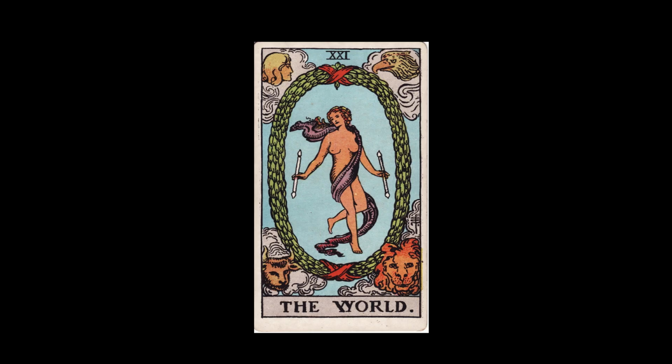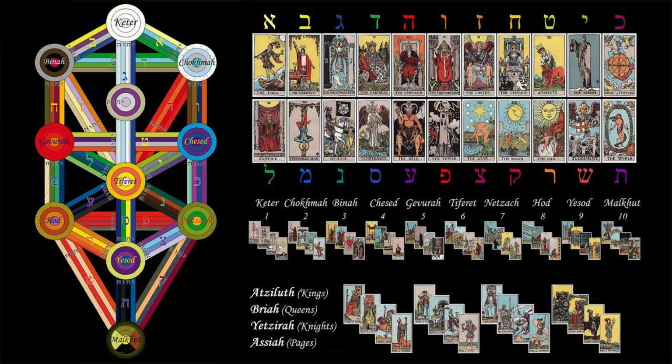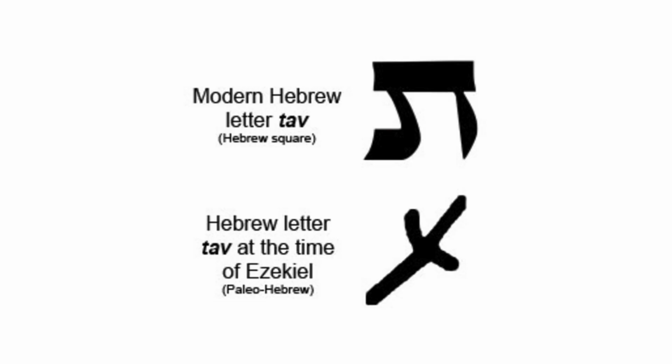This path is represented by the world card in tarot, which represents completion of the great work that is done in Malkuth. You can also see this in the Hebrew letter Tav or Tau. Because it is the last letter of the alphabet, it represents the end of a cycle, ultimate completion, perfection, and truth. In ancient Paleo-Hebrew, the letter was written in the shape of a cross or an X.